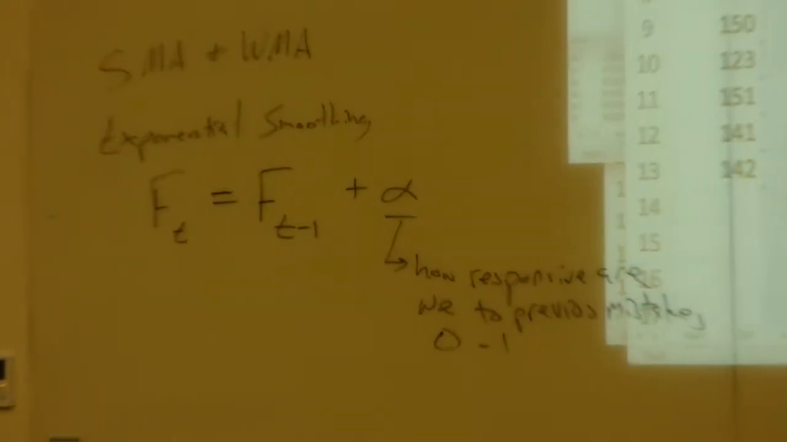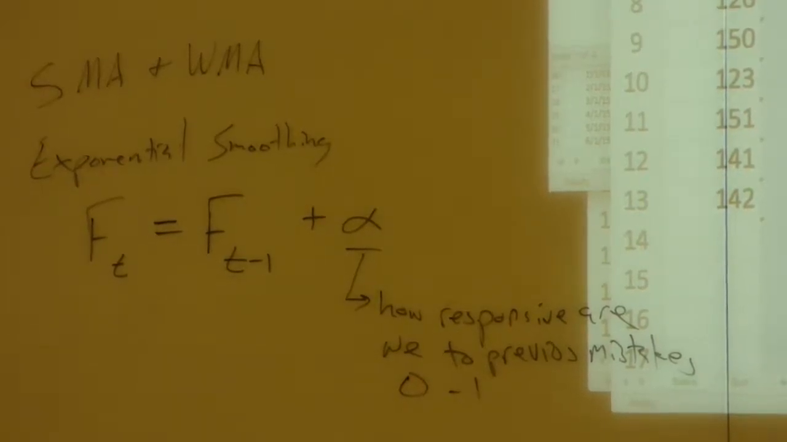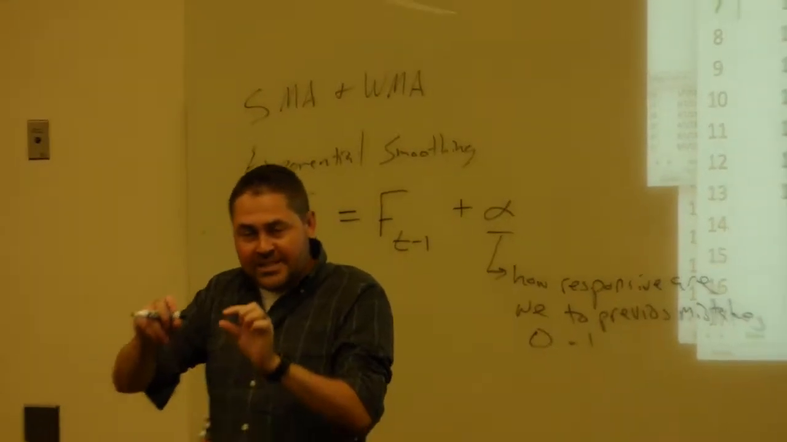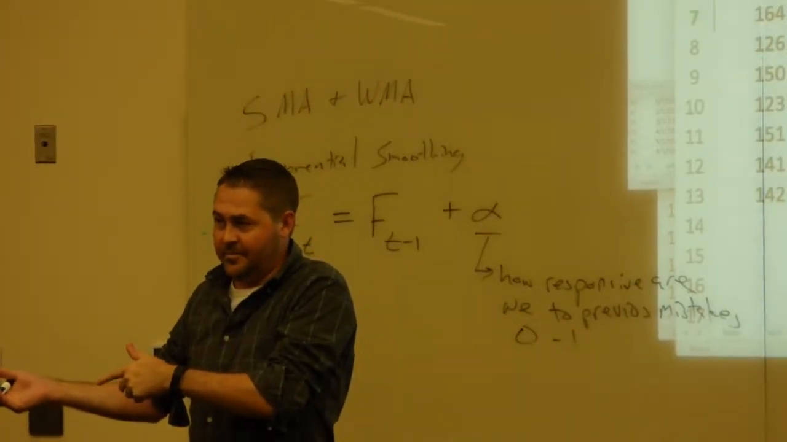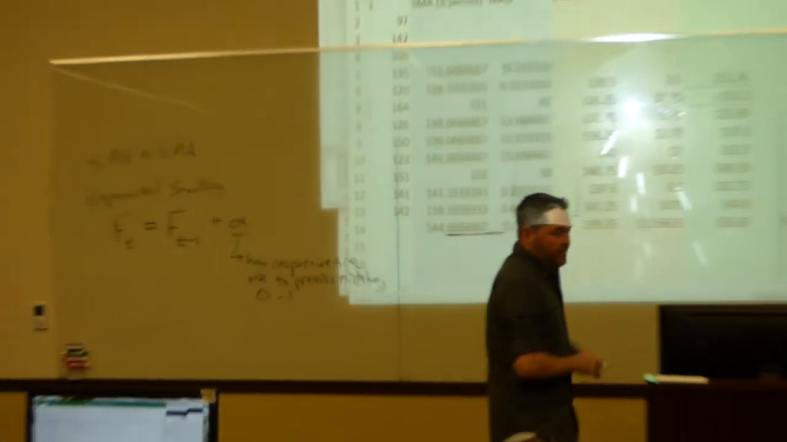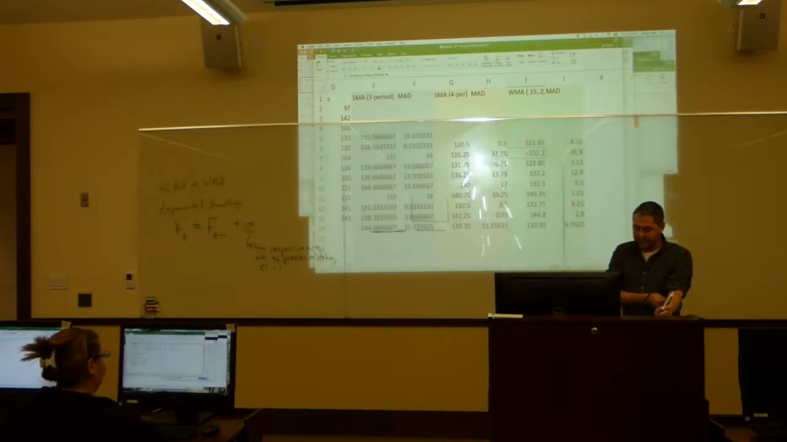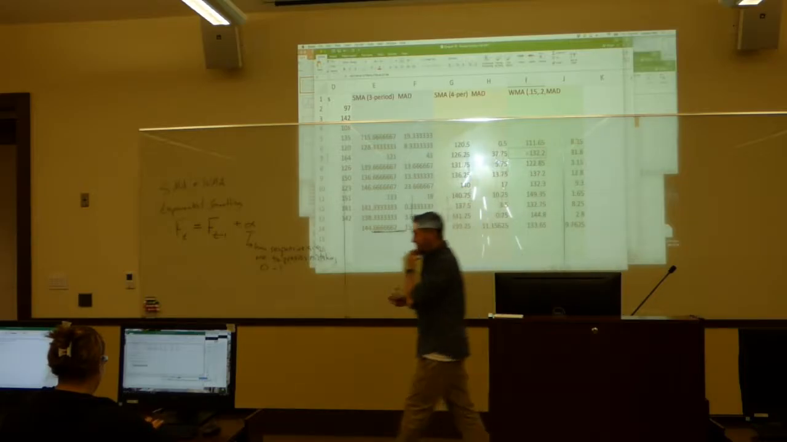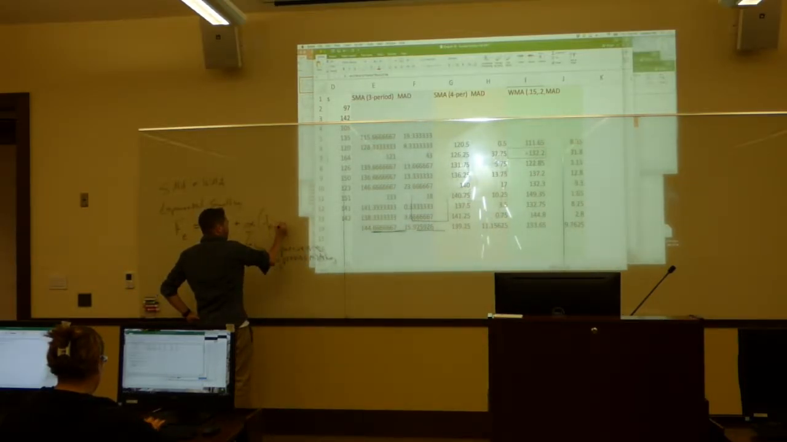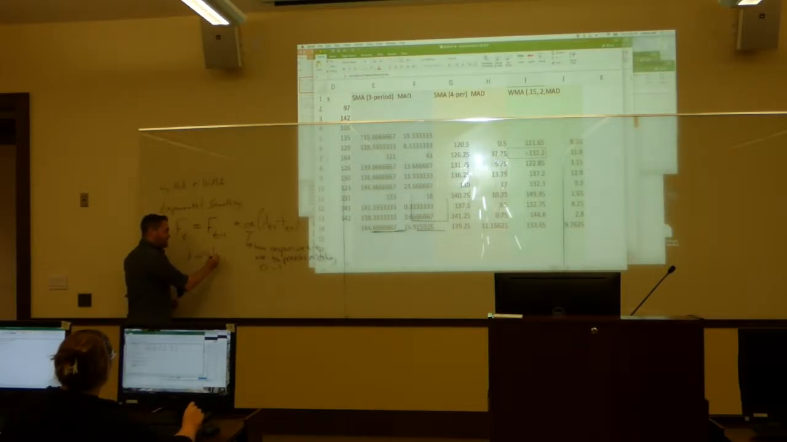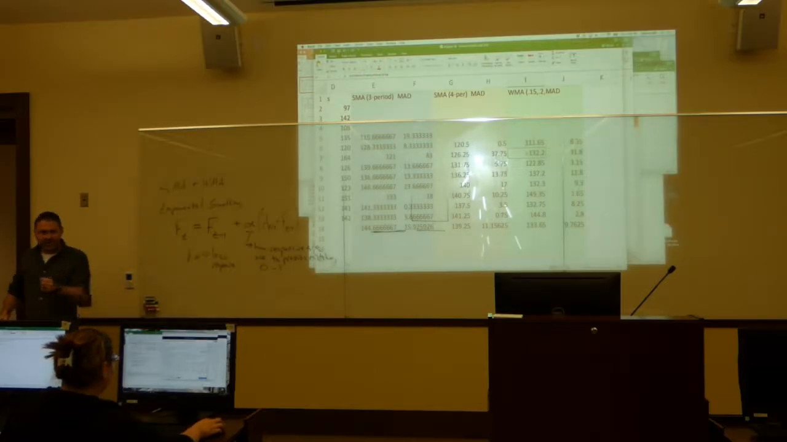So the closer you are to 0, the smaller the alpha is, the less responsive you are. So write that down. The closer alpha is to 0, the less responsive you are to previous forecasting errors. The closer you are to 1, the more responsive you are. So the lower the alpha, the more stubborn we are, to use my other language. Lower alpha, more stubborn.